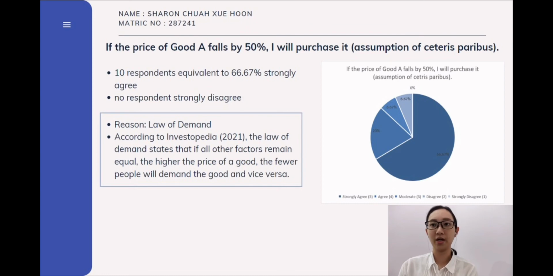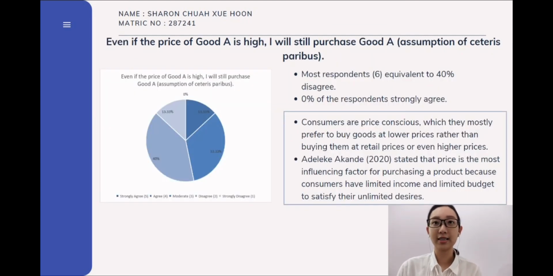stated, if all other factors remain equal, the higher the price of a good, the fewer people will demand the good, and vice versa. The second assumption stated, even if the price of good A is high, I will still purchase good A, and 40% of respondents disagree with this statement because consumers are price conscious, which means they mostly prefer to buy goods at lower prices rather than buying them at retail prices or even higher prices.